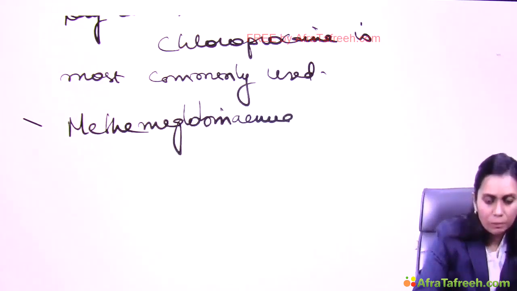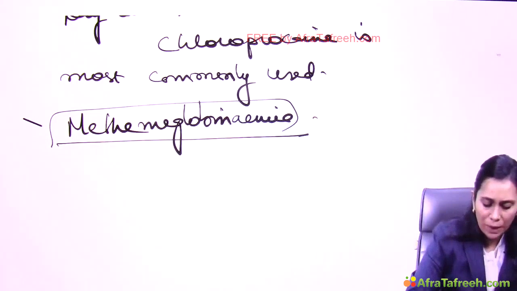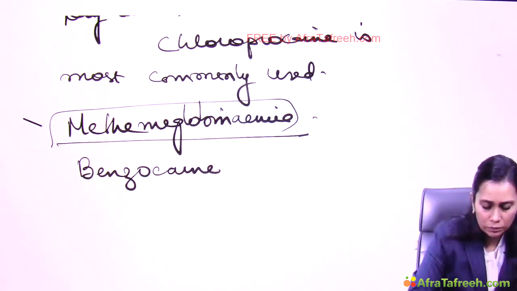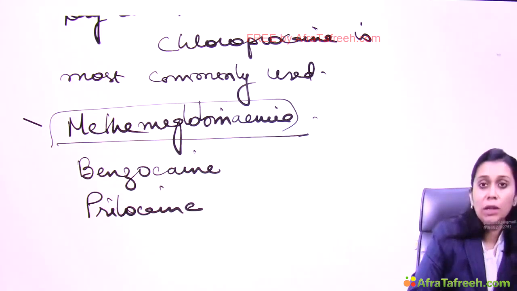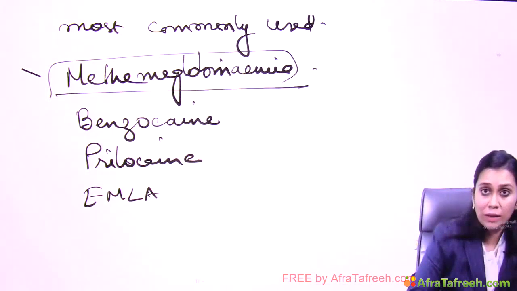They cause something called methemoglobinemia. What is methemoglobinemia? In hemoglobin, the iron is in the ferrous state. If it is oxidized to ferric, it's called methemoglobin. So, benzocaine, prilocaine, and a combination LA, EMLA, which I will discuss.